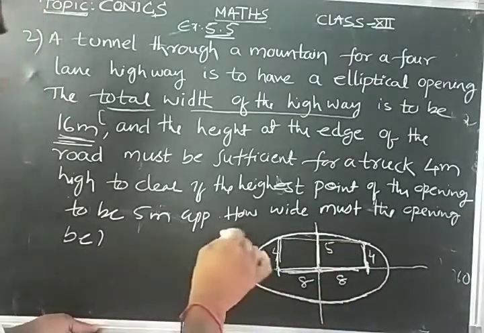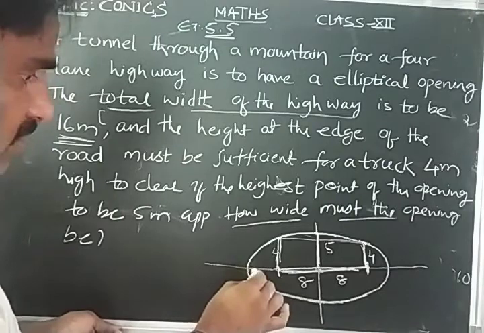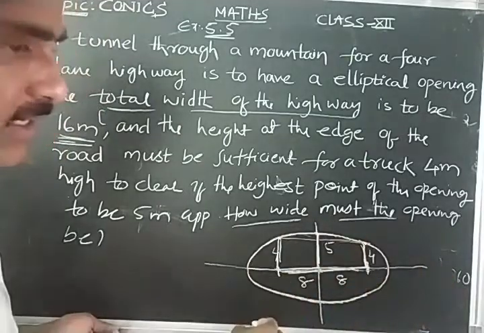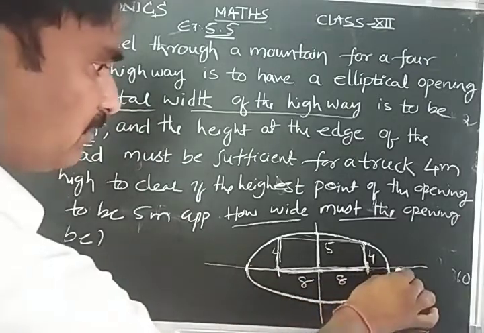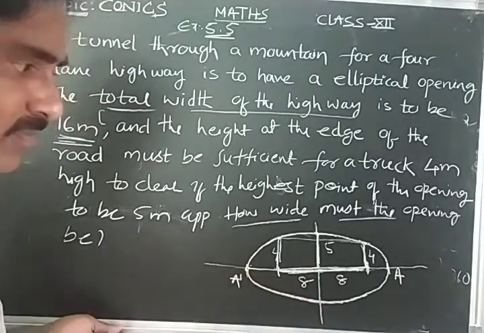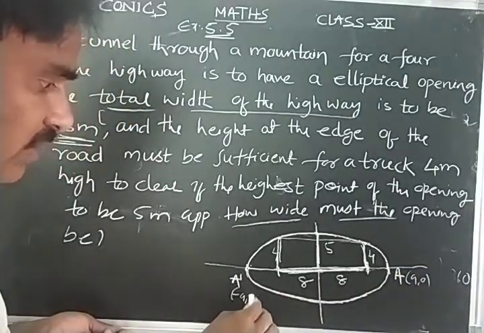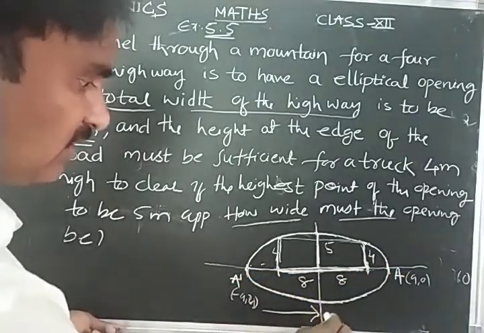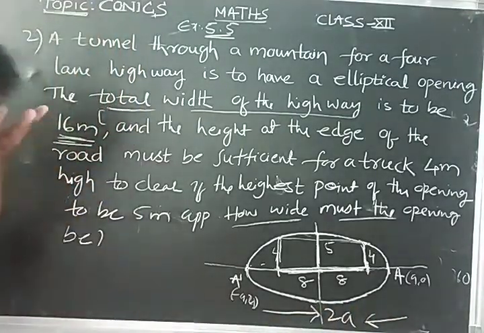Right, what are we going to find? How wide must the opening be? So we are going to find the total width of the elliptical shape of the tunnel. We have only the width of the road. We are going to find this total length from here to here. Suppose I am assuming this x-axis as the major axis, then the endpoints are A dash, A dash. What are the coordinates? A comma 0, and this is minus A comma 0. So we are going to find the total width of the tunnel, which means this 2a length.